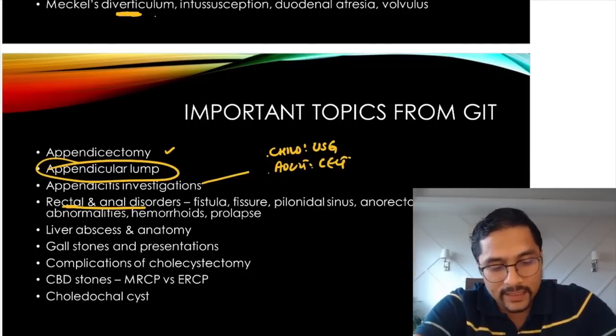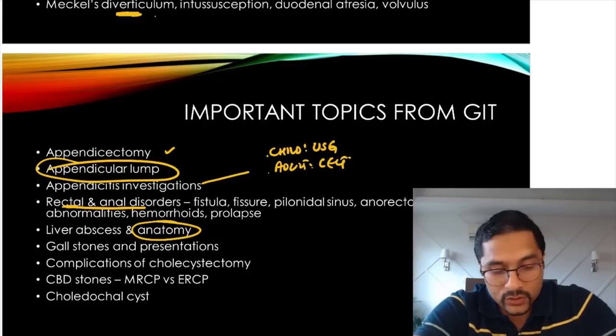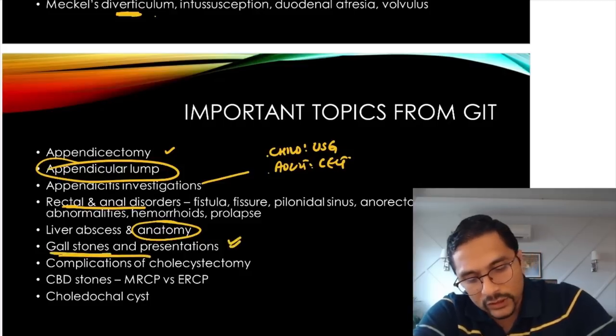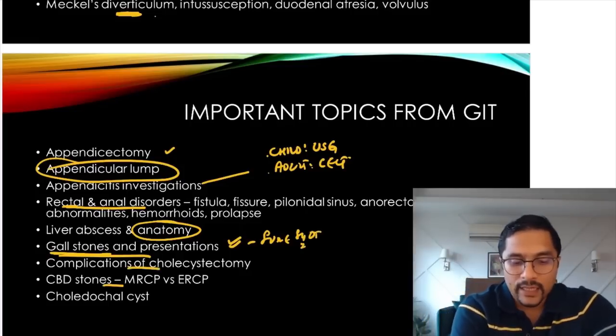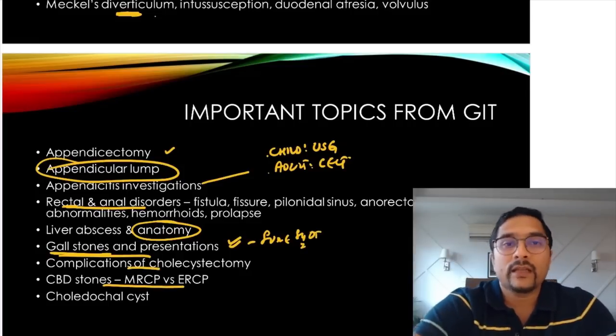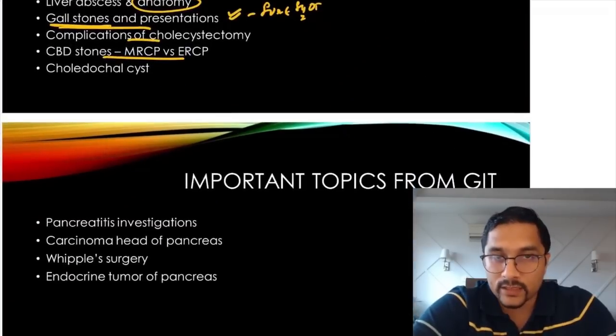Liver abscess and anatomy of the liver. Gallstones, every year one question. Again, sure short question. Gallstones, cholecystectomy and its complications. MRCP, ERCP. This time they had asked choledochal cysts as well.